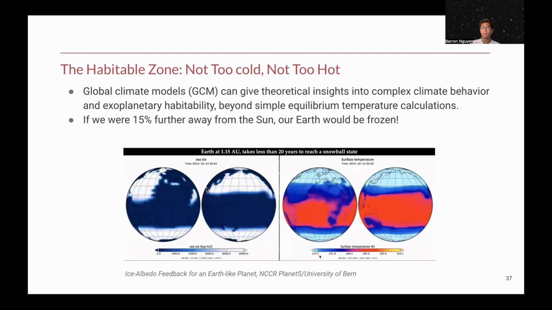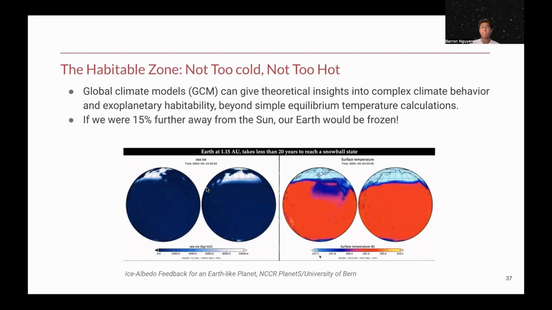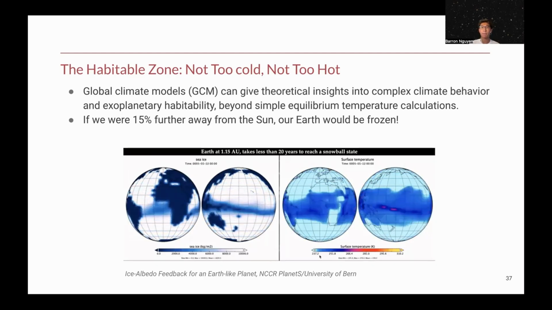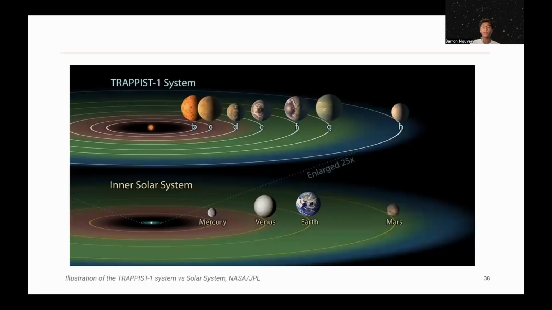So just a really cool concept that the habitability is very sensitive to zone and very sensitive to atmospheric properties. Just because, again, the planet is in a habitable zone does not mean it is habitable. We need to look at the full picture.